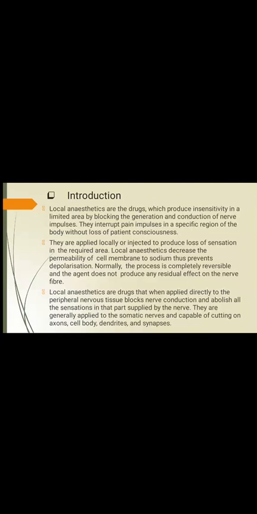Local anesthetics are drugs that, when applied directly to the peripheral nervous tissue, block nerve conduction and abolish or counteract all the sensations in the part supplied by the nerve. They are generally applied to the somatic nerves and are capable of cutting conduction on axons, cell bodies, dendrites and synapses. So where are they applied? They are applied to the peripheral nervous tissue and are able to block the somatic nerves.